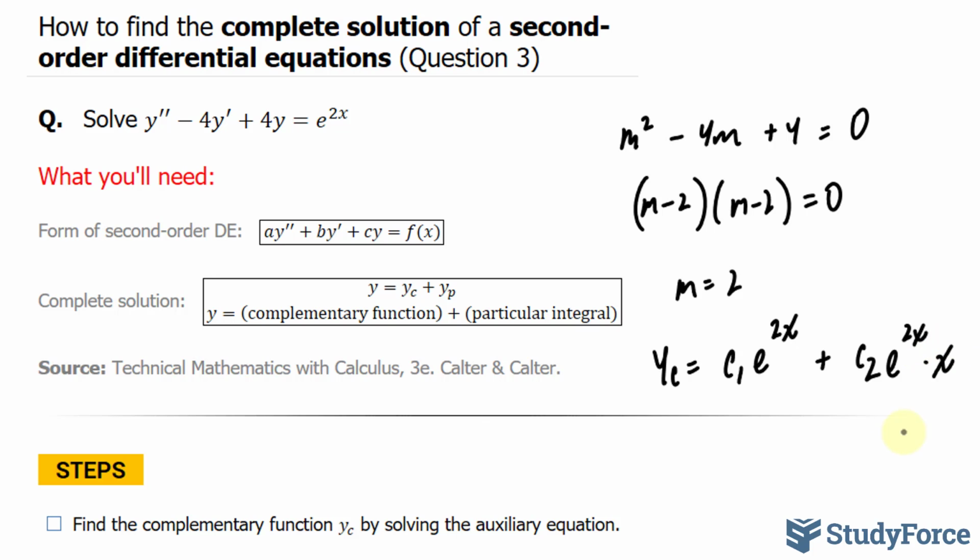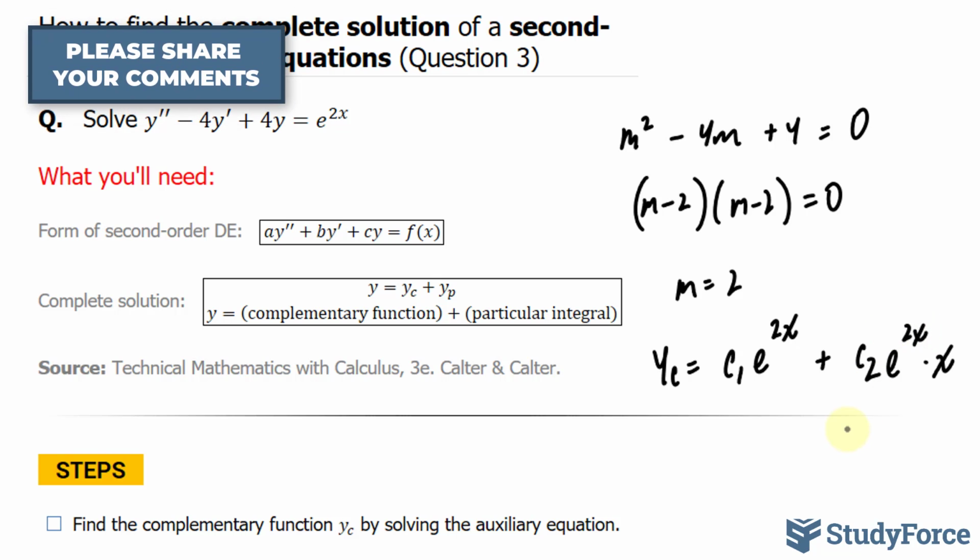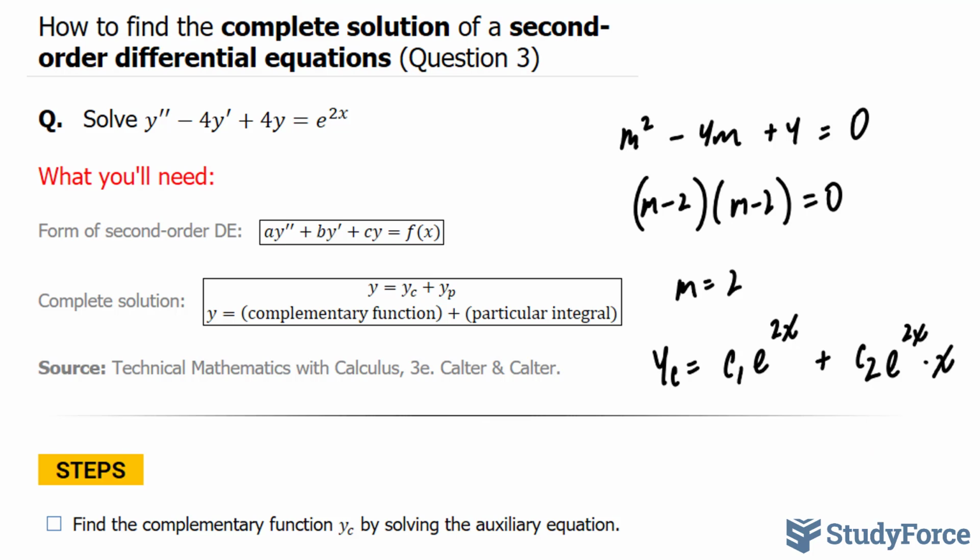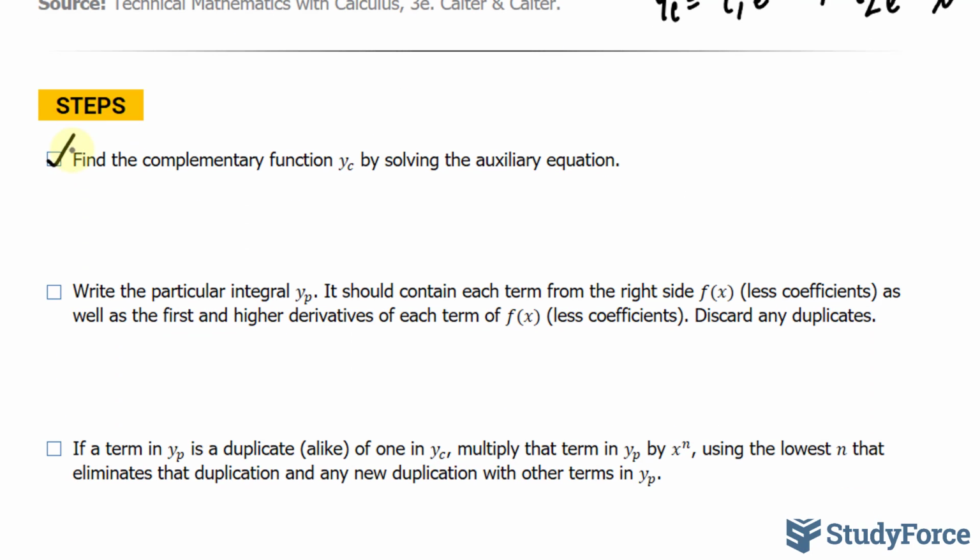Notice that both of our roots, which we represented as m, were the same. To differentiate between the first and the second term, we multiply the second term by x, and if you've watched some previous videos, this concept isn't new to us. Step number 1 is accomplished. Let's move on to step 2.